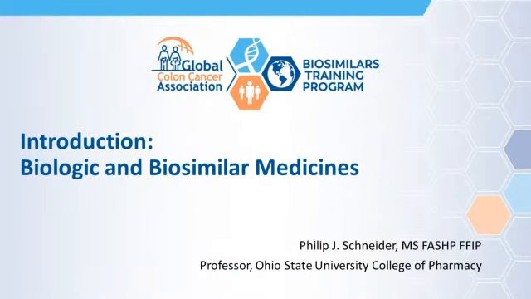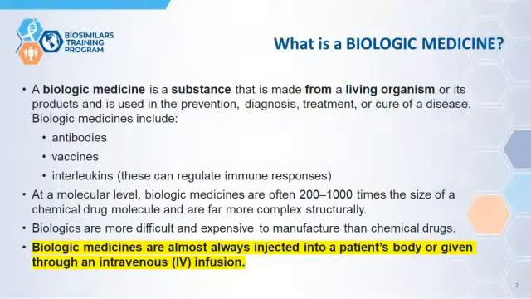This is a presentation on biologics and biosimilar medicines. It's an introduction to the topic. Let's start with the definition of a biologic medicine. Biologic medicines are substances that are made from living organisms or its products, and it's used for the prevention, diagnosis, treatment, or cure of a disease. Some examples of biologic medicines that I'm sure you're familiar with include vaccines, but also antibodies that are used to treat different conditions that we'll talk about today.